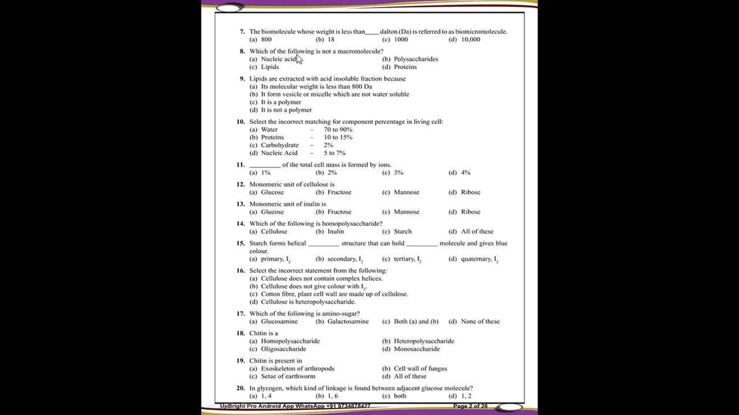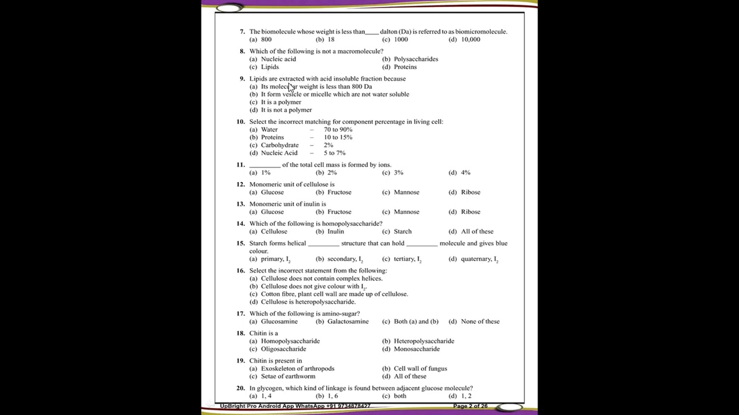Nucleic acids are polymers of nucleotides. Polysaccharides are polymers of monosaccharides. Proteins are polymers of amino acids. But lipids are just compounds made of, let's say, a backbone being glycerol or sphingosine, and some fatty acids. So the answer to question 8 is C, not a macromolecule, but rather a biomolecule, because it is not a polymer.